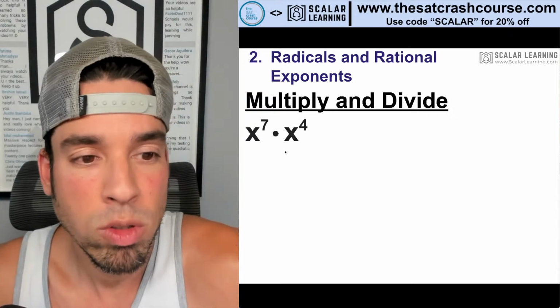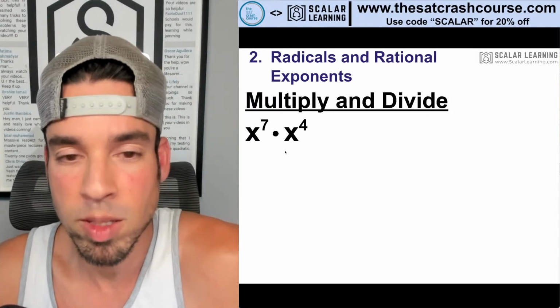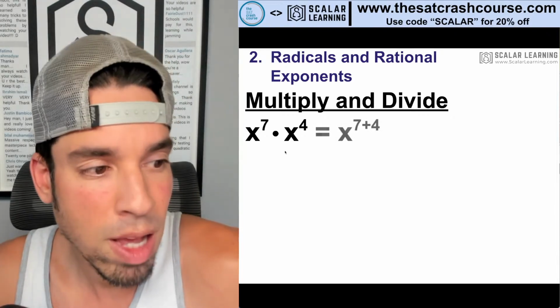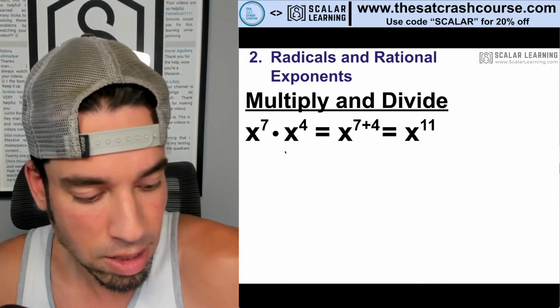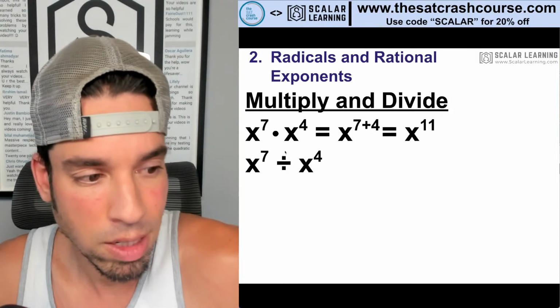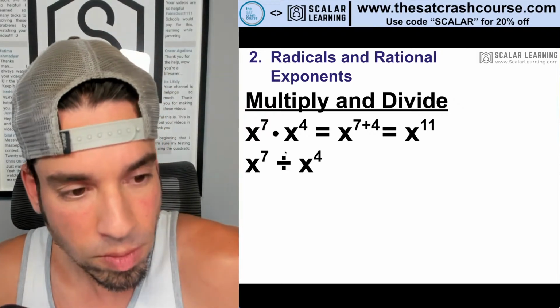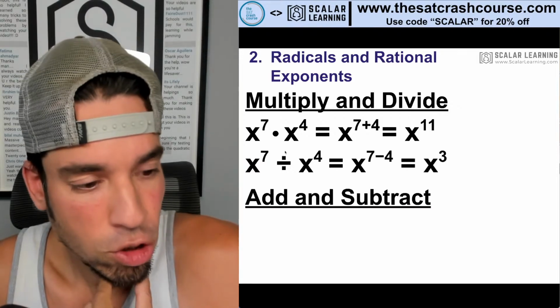Okay, what about multiplying and dividing exponents? So what do we do? We've talked about this in the formulas video. When you multiply with the same base, you're adding those exponents. So we're getting x to the 11th in this example. When we are dividing by the same base, x and x, we're now subtracting those exponents, and we get x cubed in this case.